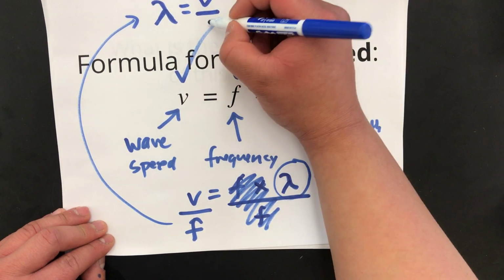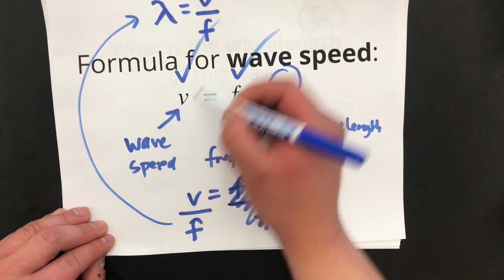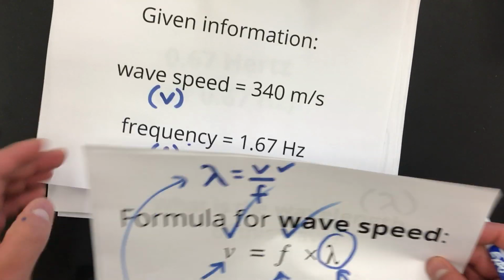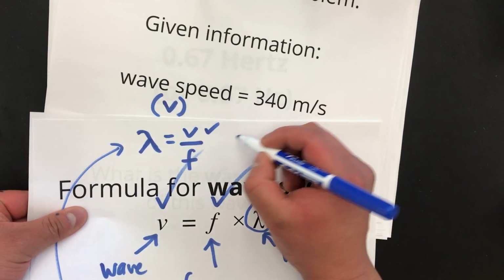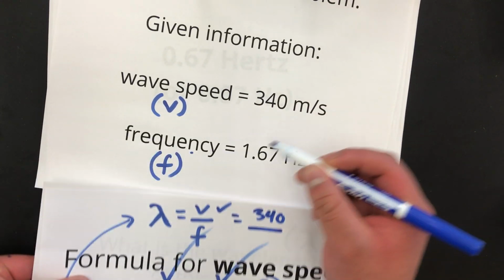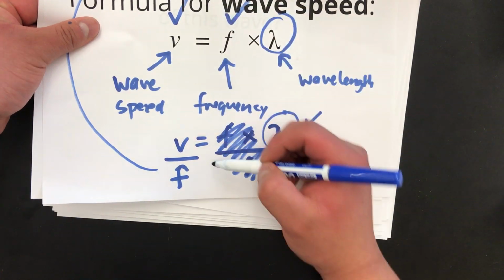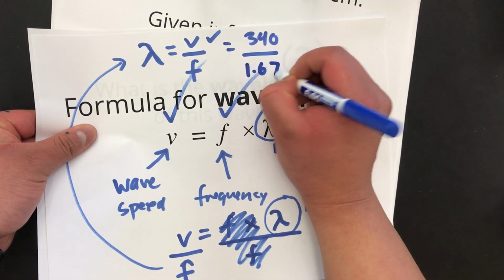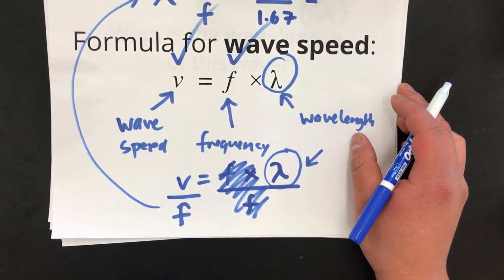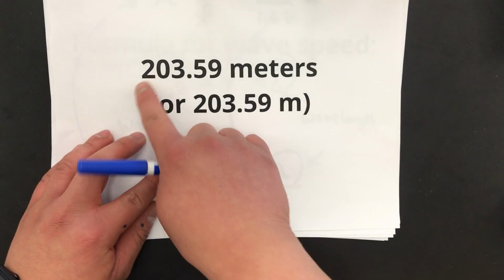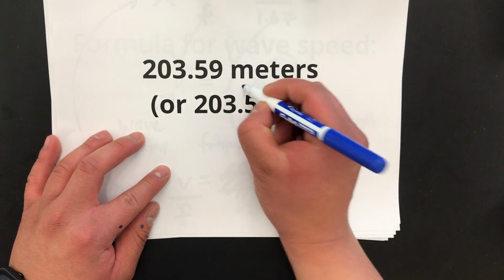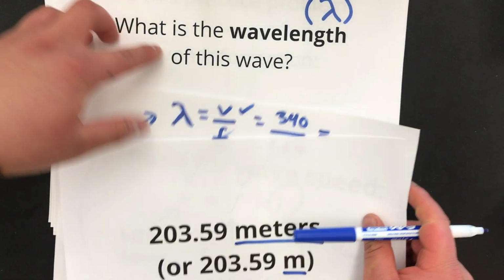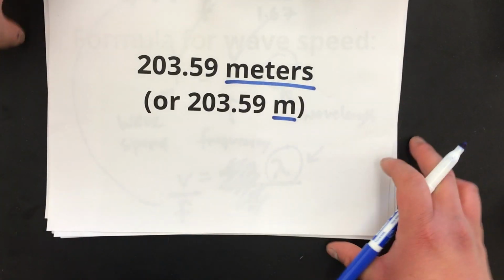V divided by f. Do we have v? Yes, we do. It's given to us. It is 340, wave speed 340. And then frequency. Do we have frequency? Yes, it's given to us in the problem. It says frequency is equal to 1.67. So the answer is, if you do the math, 203.59 meters. And why is the unit meters? Because what are you looking for? You're looking for the wavelength. And wavelength is distance, okay?